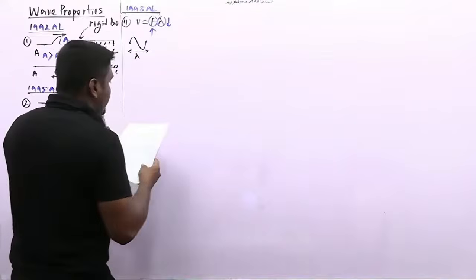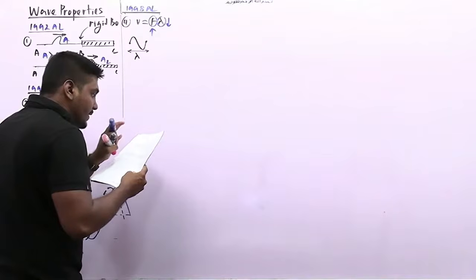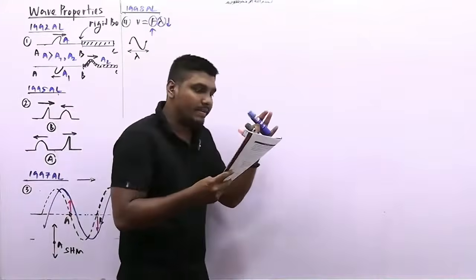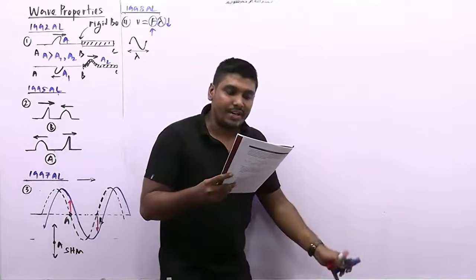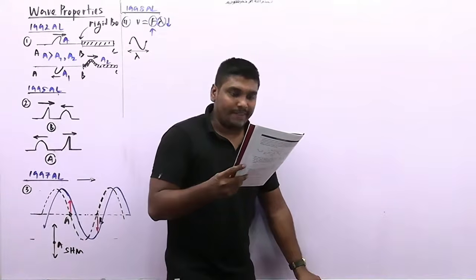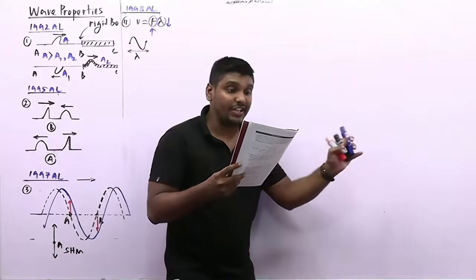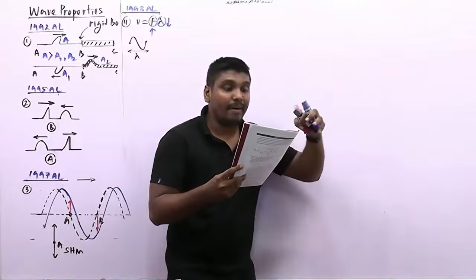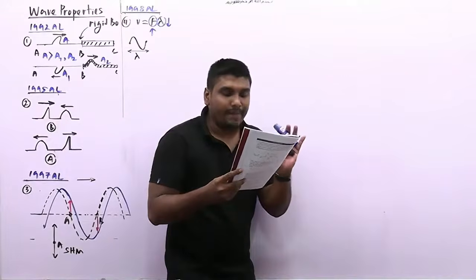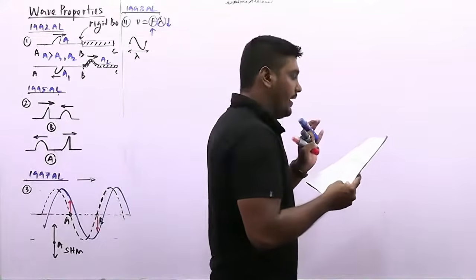Fifth one. As shown in the figure, 2 pulses of identical shape with amplitude 2 centimeter are traveling along a string in opposite directions with the same speed, 2 centimeter per second. If the pulses are 8 centimeter apart initially, the wave pattern after 2 seconds is given by which option? Not difficult. A 1999 A-level question.